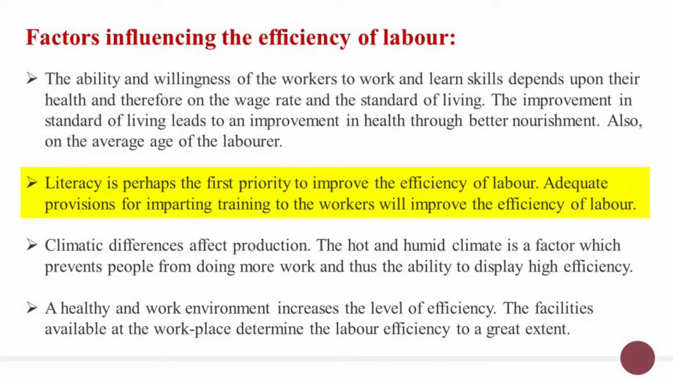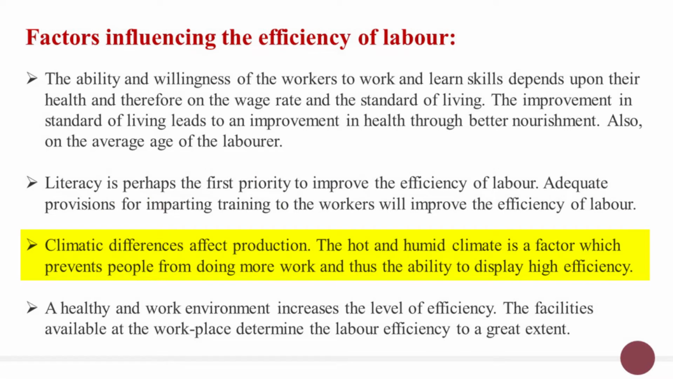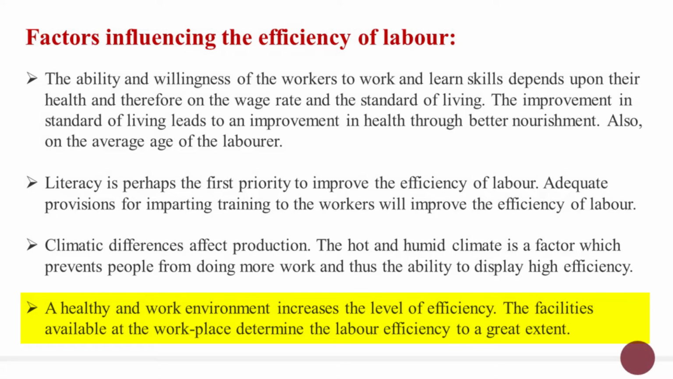Literacy is perhaps the first priority to improve the efficiency of labor. Adequate provisions for imparting training to the workers will improve the efficiency of labor. Climatic differences affect production as well. The hot and humid climate is a factor which prevents people from doing more work and thus the ability to display high efficiency. A healthy work environment increases the level of efficiency. The facilities available at the workplace determine the labor efficiency to a great extent.